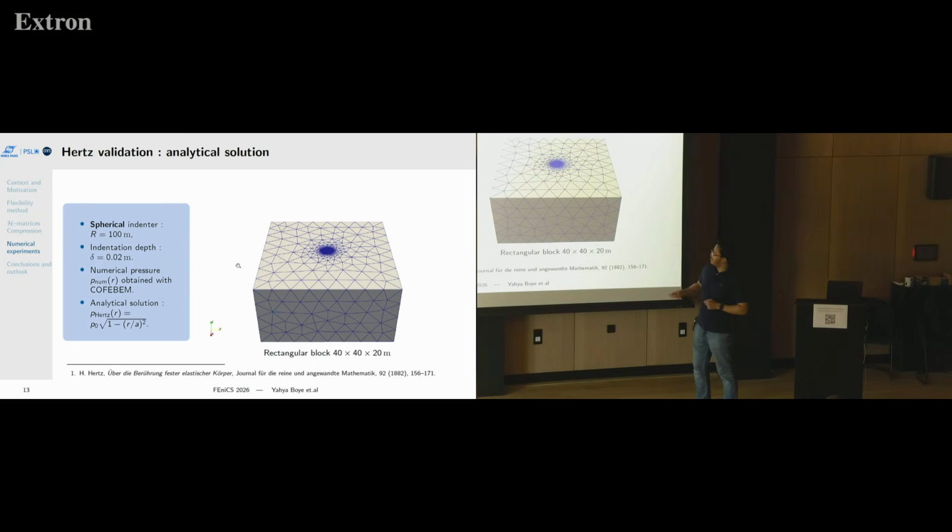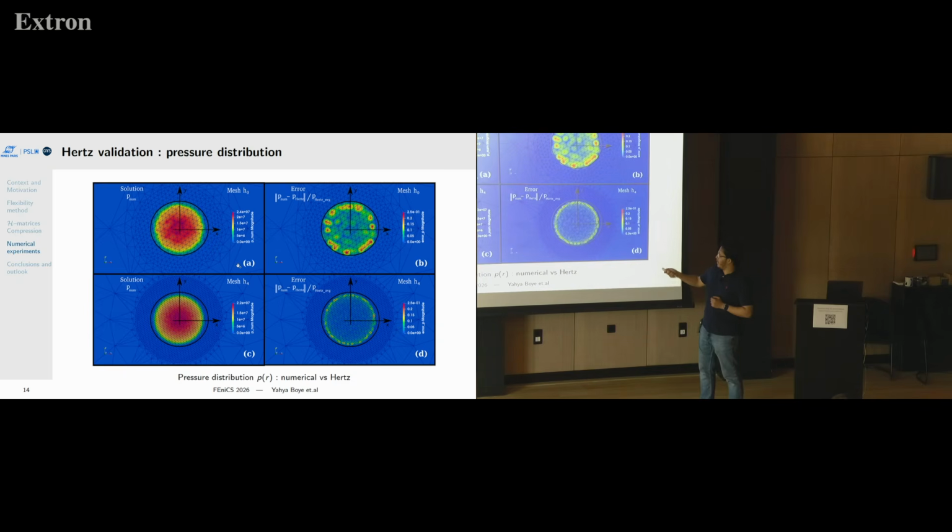And to validate the method, we used the most classical contact scenario, contact solution, which is the Hertz solution. It's an elliptic profile. And you can see here the solution for the problem I showed earlier, where we have up here the numerical solution and the error. And you can see that by refining the mesh, you decrease the error.